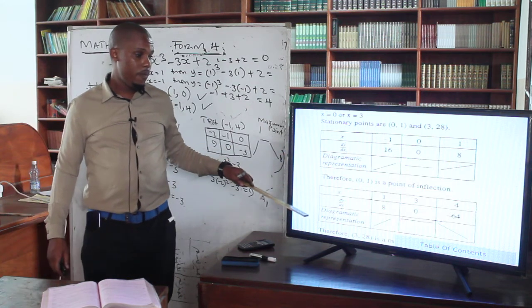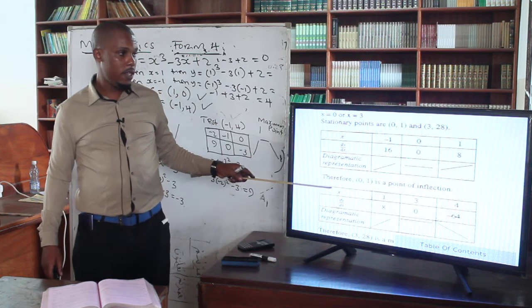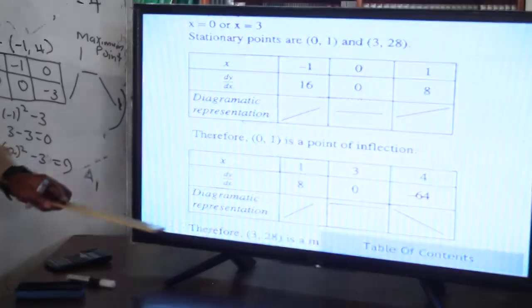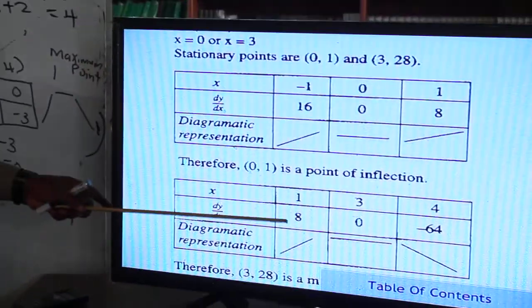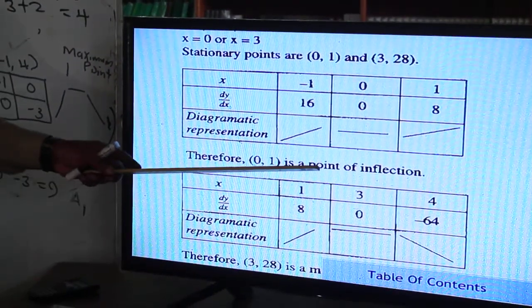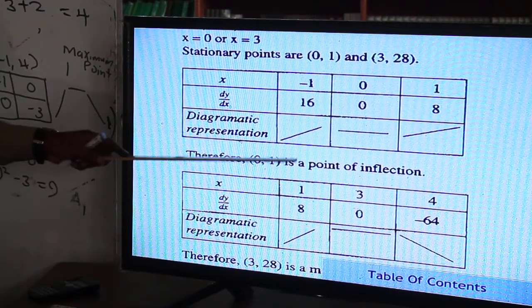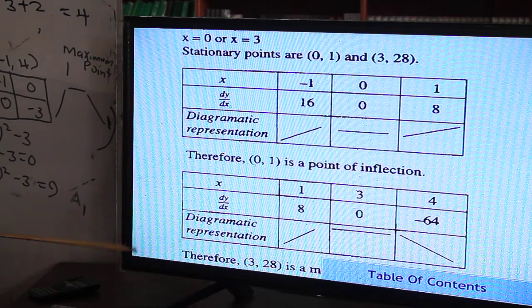Same case to the other one, which is (3, 28). We substitute 3, the gradient is 0. Then on the left, pick 1, it becomes 8, positive. Then the other one on the right becomes negative. So it is positive through 0 to a negative. So the other one is going to be a maximum point.